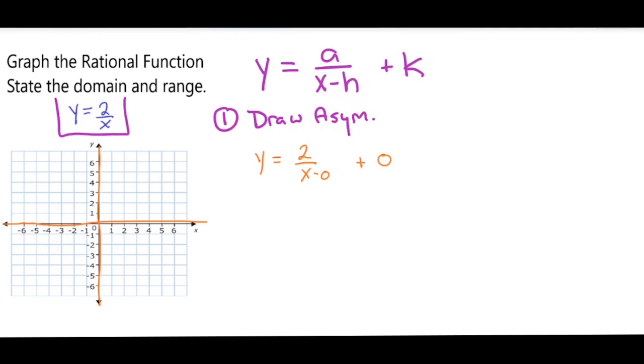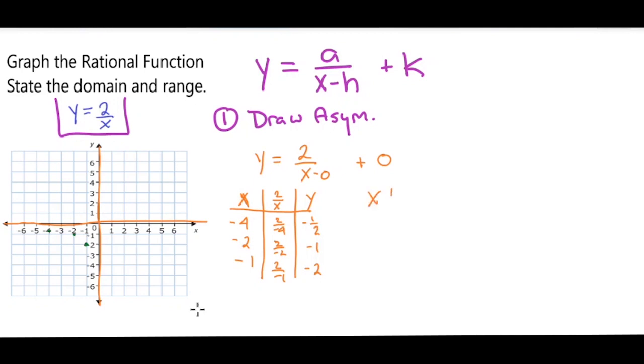Next, I'll plug in some values for x that are on the left side of the asymptote. So for my x values, I will use -4, -2, and -1. So when I plug those into y equals 2 over x, that becomes 2 over -4, 2 over -2, and 2 over -1. So that means that my y values will be -1/2, -1, and -2. So we'll plot those points. So when x is -4, y is -1/2. When x is -2, y is -1. And when x is -1, y is -2.